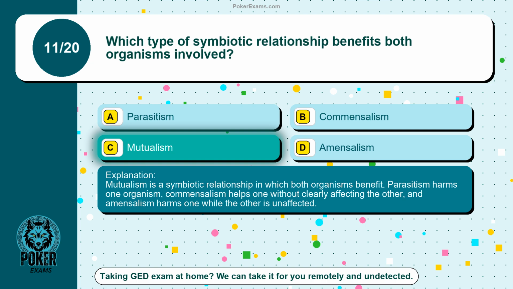Mutualism is a symbiotic relationship in which both organisms benefit. Parasitism harms one organism, commensalism helps one without clearly affecting the other, and amensalism harms one while the other is unaffected.